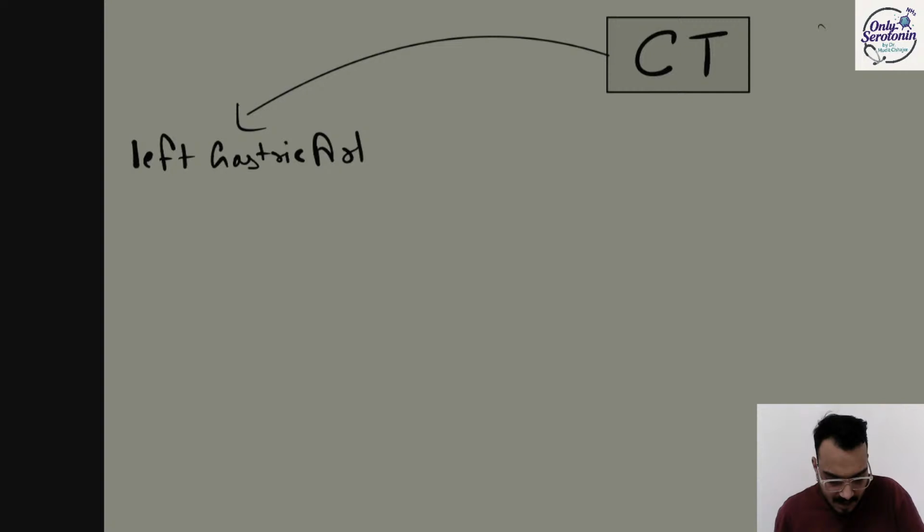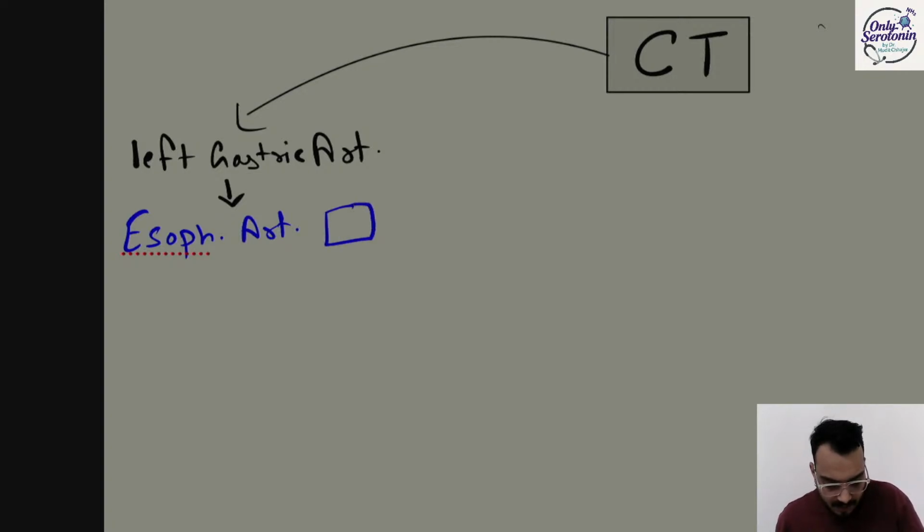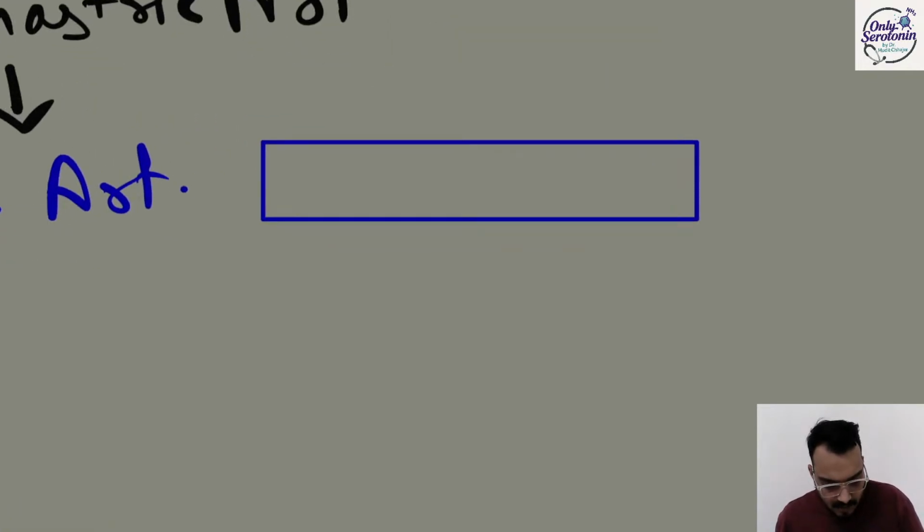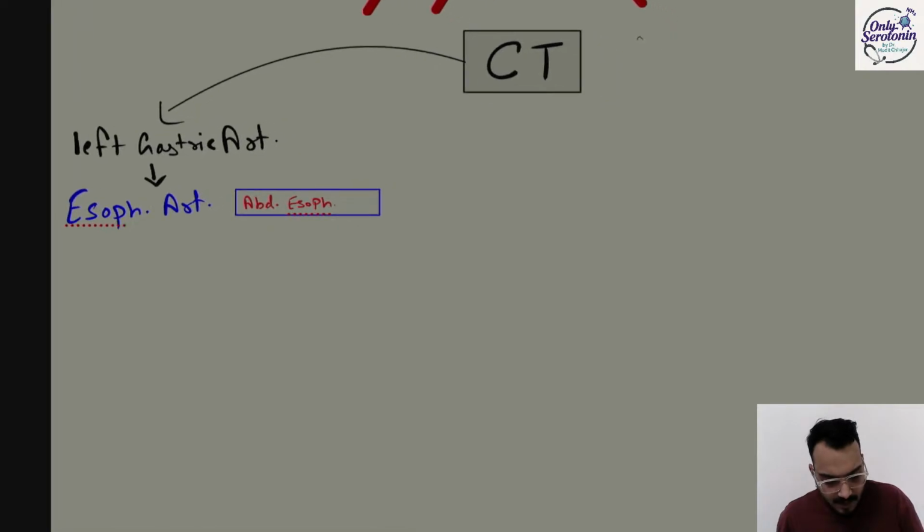And this left gastric artery we have already discussed. This left gastric artery is going to give me one supply, and that is my esophageal artery. This esophageal artery is going to supply to the third part of the esophagus, also known as abdominal esophagus, right?